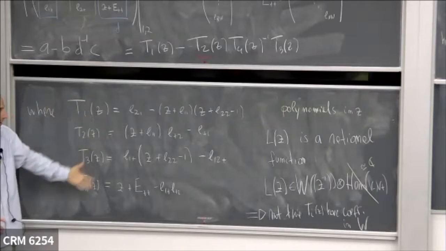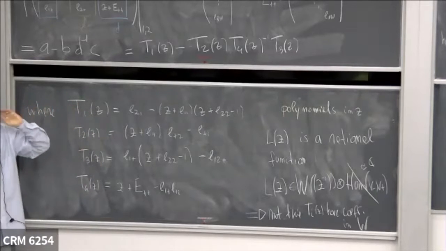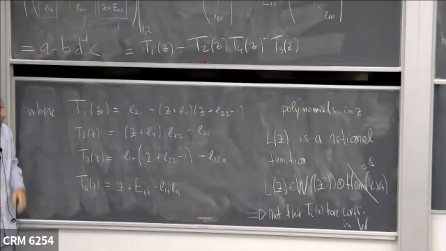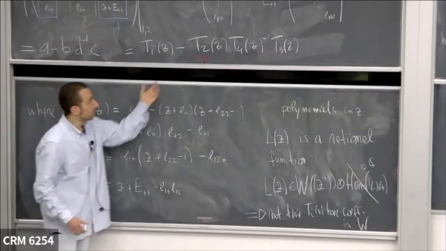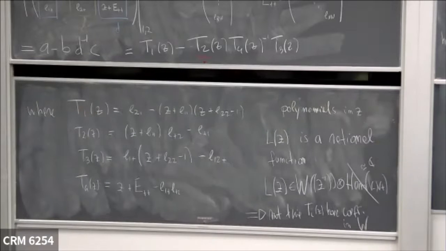So how can we extract all the generators of the W algebra from this? And the way to do it is to never expand. So never expand. We just need to use the properties of rational functions.